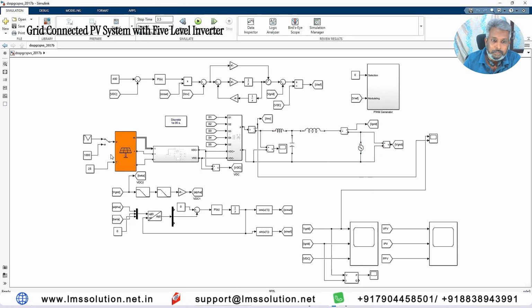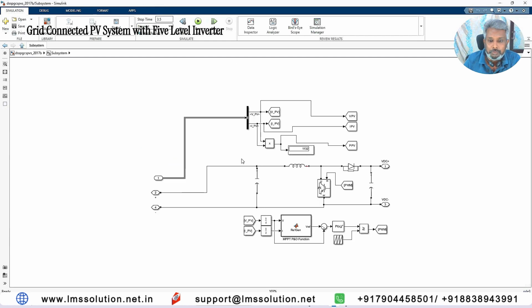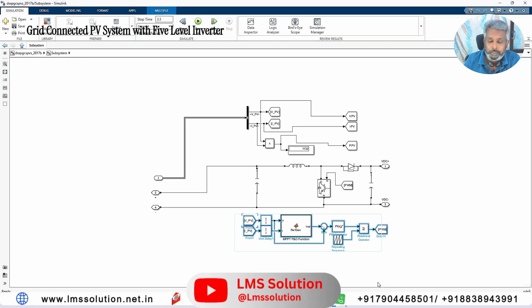In order to connect this system to 230 volt RMS, the DC link voltage should be maintained around 400. The PV voltage is only around 258 volt, so we must boost the voltage from 258 to 400 volt. For that, here we are using a boost converter. So this is the boost converter. This boost converter will boost the voltage from 258 to 400, and along with P&O MPPT it will extract the maximum power from the PV array.